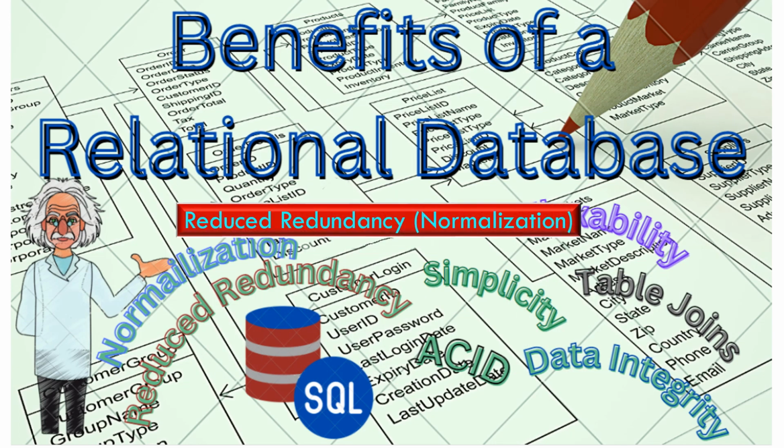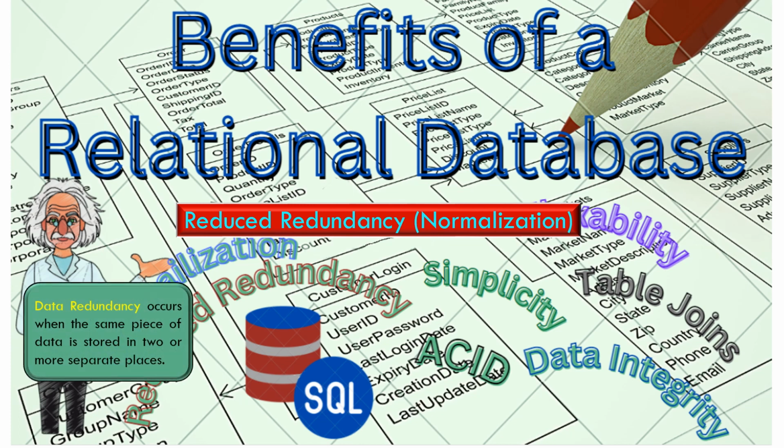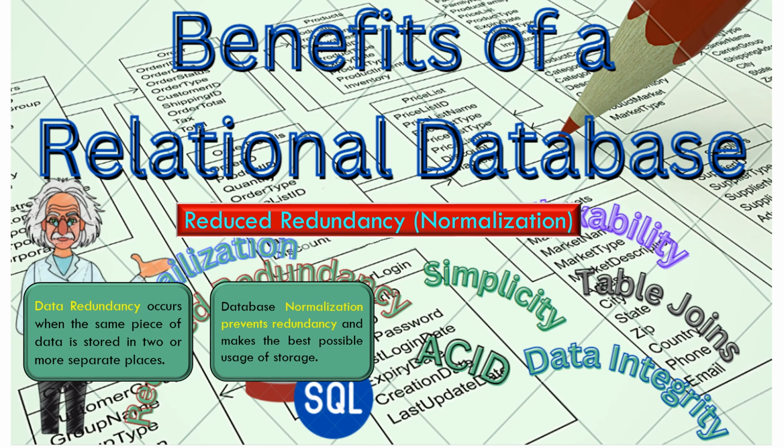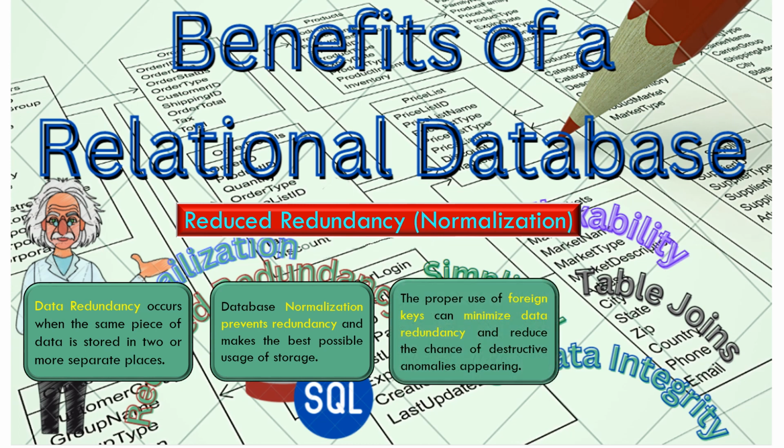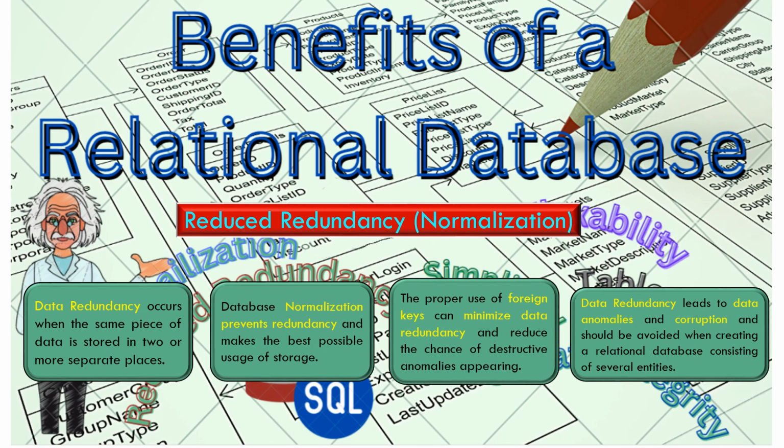Another benefit of a relational database is reduced redundancy, also known as normalization. Data redundancy occurs when the same piece of data is stored in two or more separate places. Database normalization prevents redundancy and makes the best possible usage of storage. The proper use of foreign keys can minimize data redundancy and reduce the chance of destructive anomalies appearing. Data redundancy leads to data anomalies and corruption and should be avoided when creating a relational database consisting of several entities.